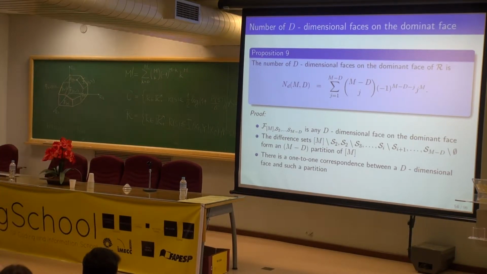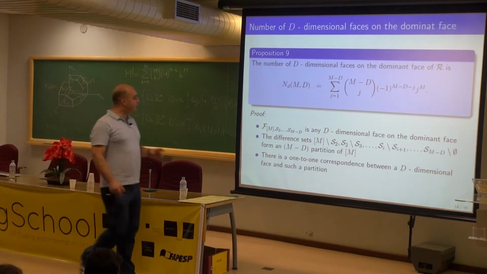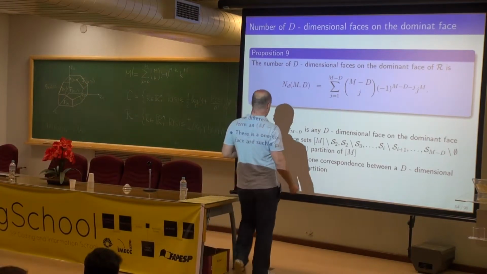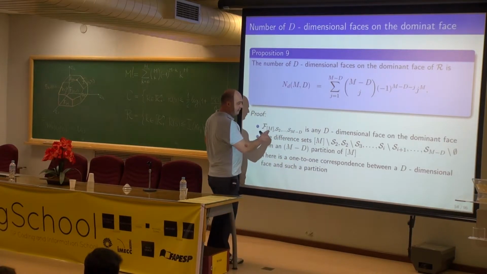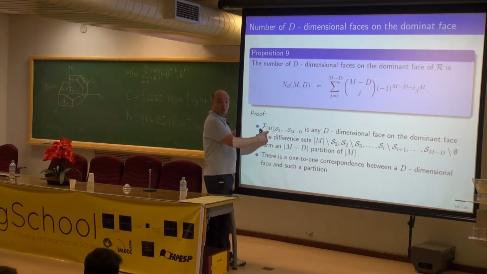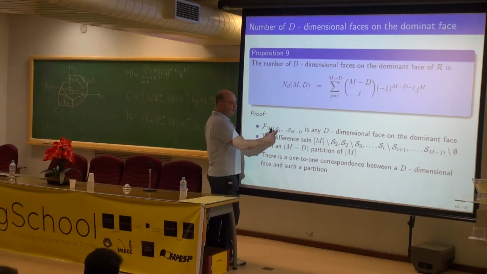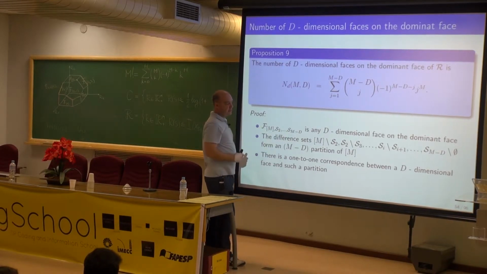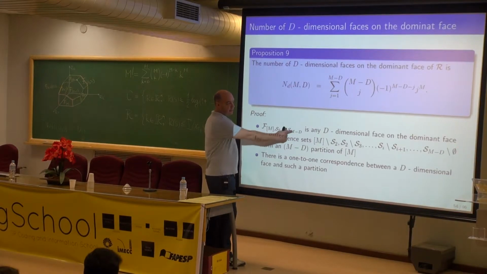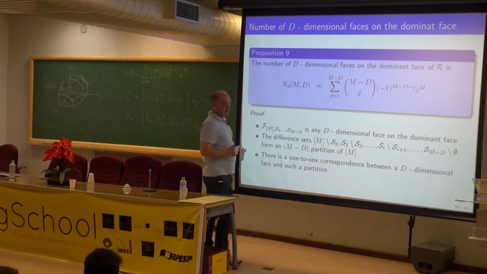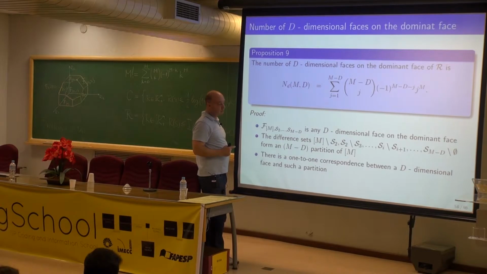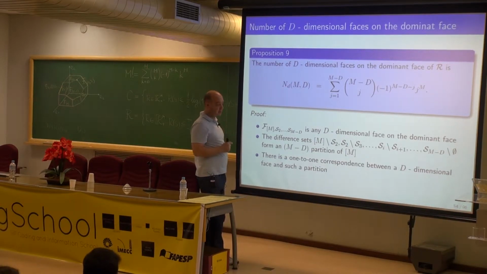Actually, I was using partitioning of a set more like, and the proof is very, very interesting. You will see it now. So we start from this f with all the indices, the entire set, and then we go from S2 to some Sm minus d, and this has dimension d. So we have, and this is the dominant face, we don't have any back faces.